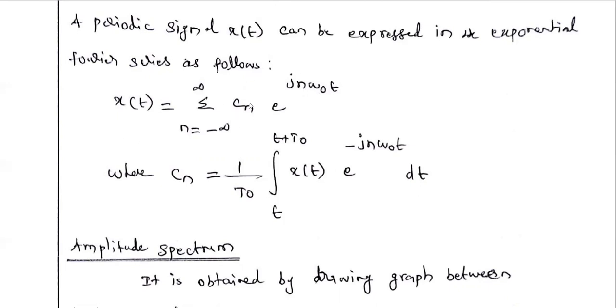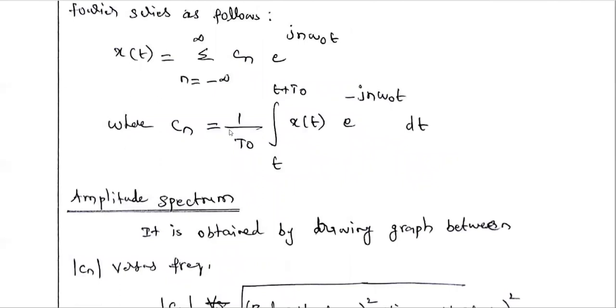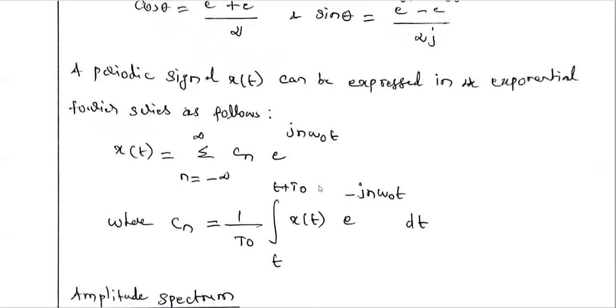Here Cn is the exponential Fourier series coefficient. This coefficient is calculated by 1 divided by T naught, integration over one cycle period, of x of t into e power minus jn omega naught t dt. Here x of t is multiplied with e power minus jn omega naught t dt. This is the formula to find the Cn value. After calculating Cn, you substitute it in the above equation, and if you expand, that is the exponential Fourier series representation of the given signal. So this is the third type of representation.